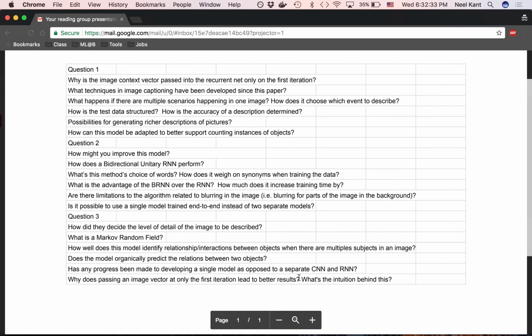How well does this model identify relationships and interactions between objects when there are multiple subjects in an image? Well, in all our cases, there were like 19 images that were being identified, so I assume that it would identify those relationships pretty well.